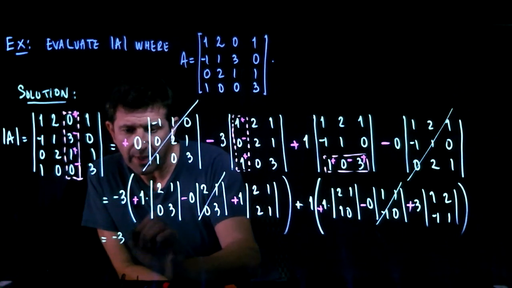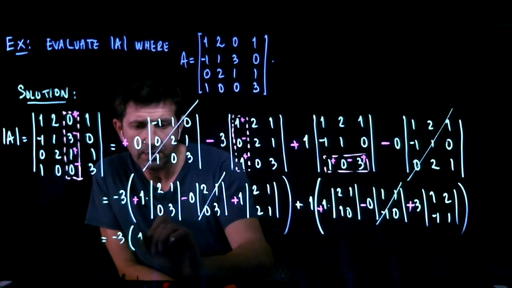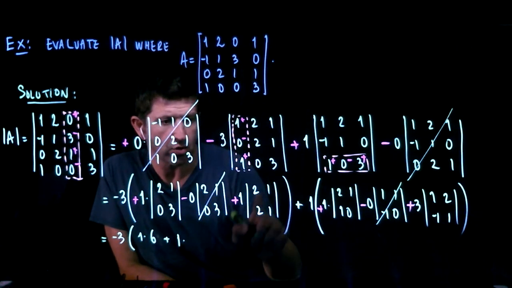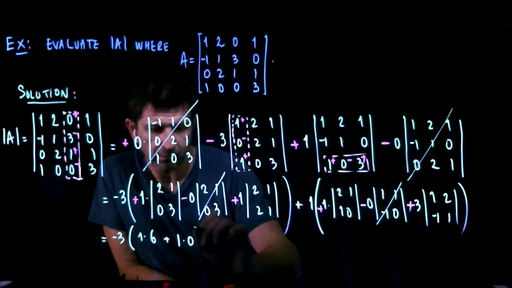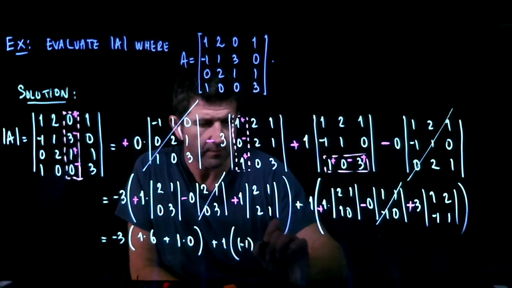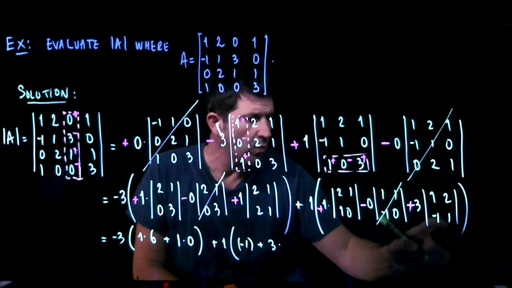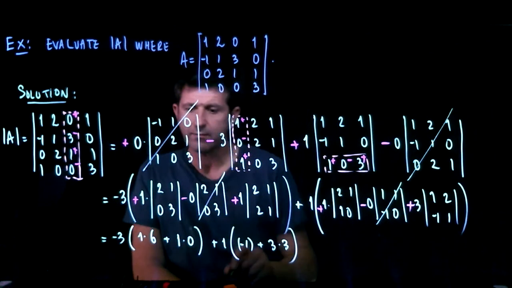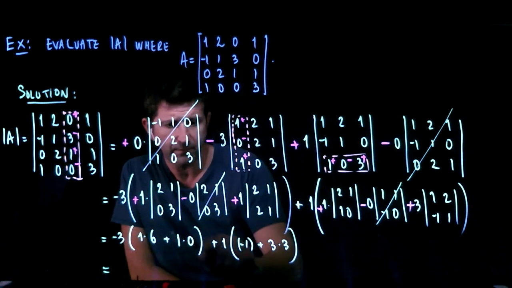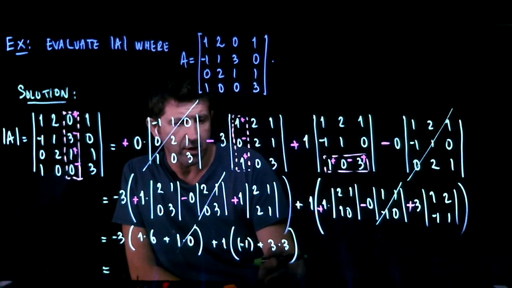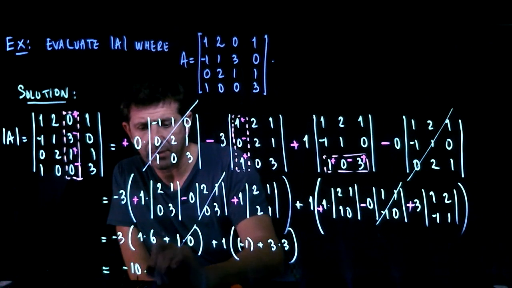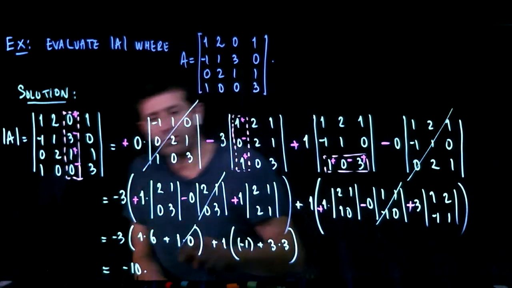And what do we have? Negative 3 times, so this is 1 times 6. This is finished. 1 times this is 2 minus 2 is 0. And then plus 1 times 0 minus 1, so that's negative 1. Plus 3 times 1 plus 2 is 3. And this is my determinant. What do I get? 6, negative 18, that's 0. And what do I have? 9 minus 1 is 8, and 8 minus 18 is negative 10. And this is the determinant of this 4 by 4 matrix, negative 10.